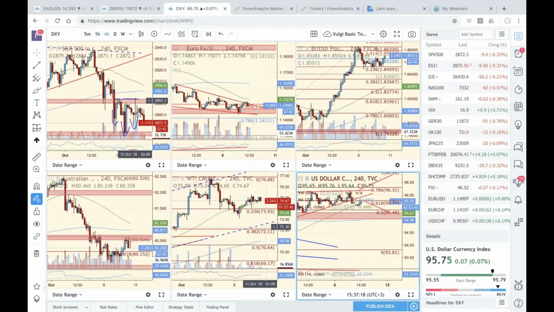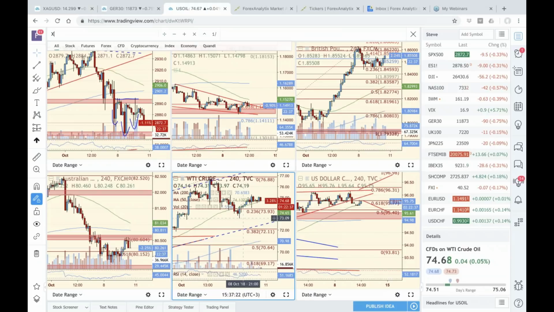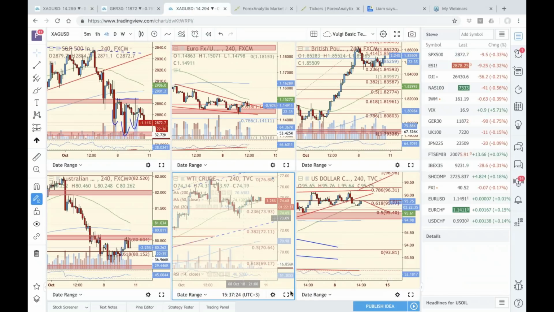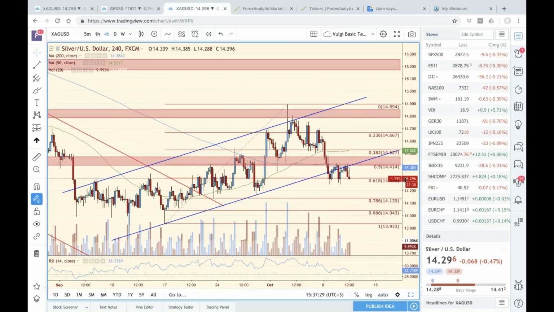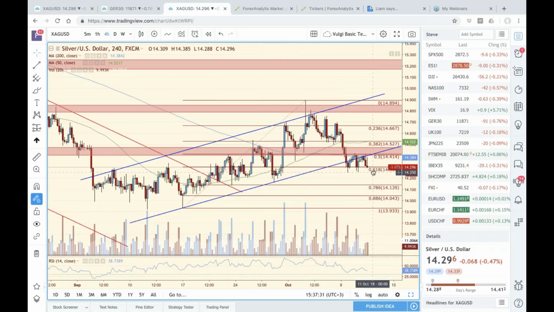If we actually go down to a 4-hour chart and have a look at silver here, we're going to see that we might even already have a break lower, because if you look at this ascending channel, silver seems to be trading below it. So currently it's also testing the 61.8 of this rebound higher. Quite an important area here. It still looks very heavy.